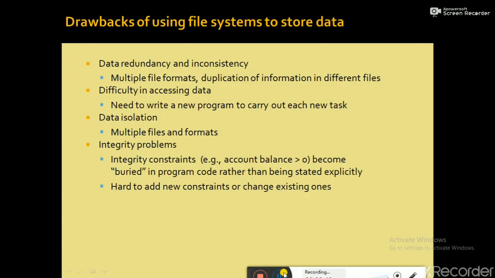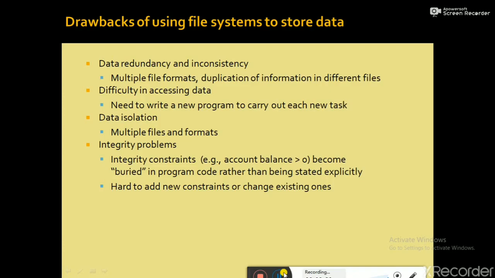The next drawback is difficulty in accessing data. That means the data which are stored in a file processing system, you cannot access it efficiently. Take an example. Suppose we need to find out the names of all customers who live in a particular area, for example Park Street. Suppose the file processing system has an application program which will generate a list of all the customers, and it does not have any application program which will generate a list of all customers who live in Park Street.